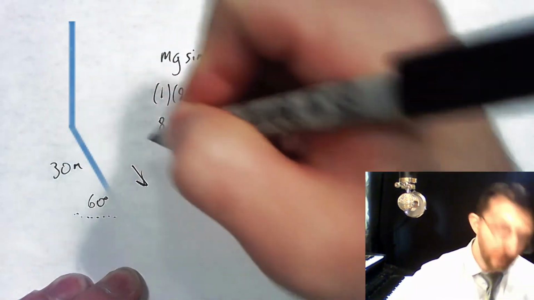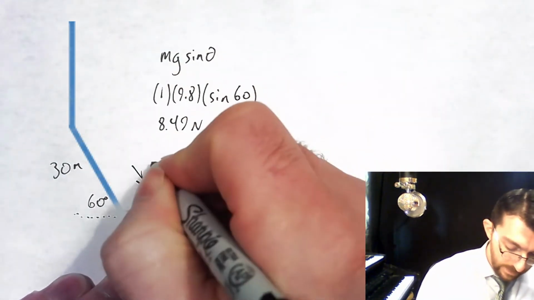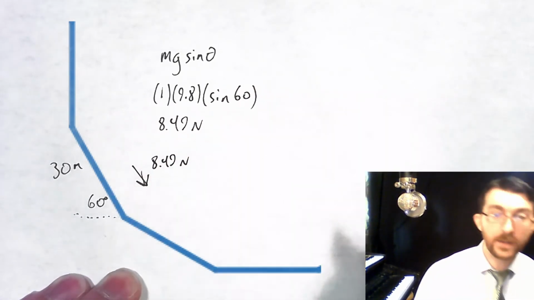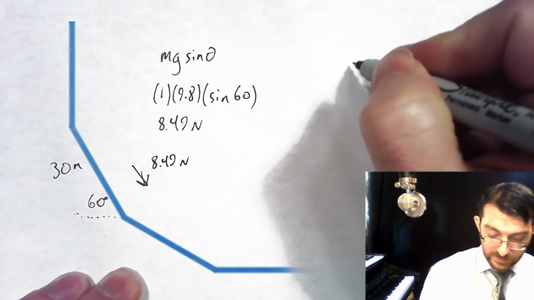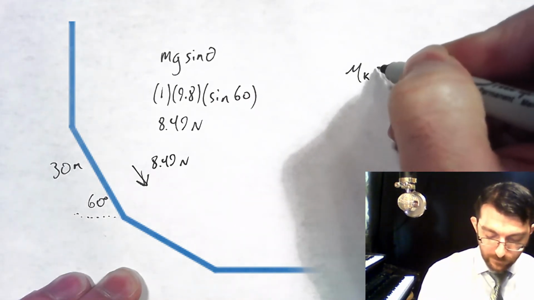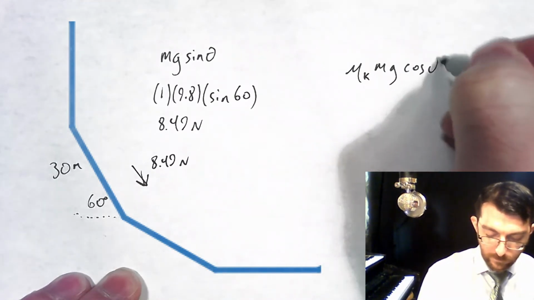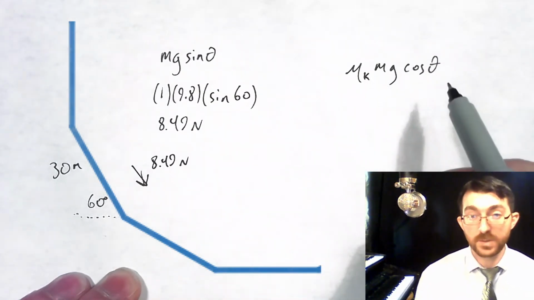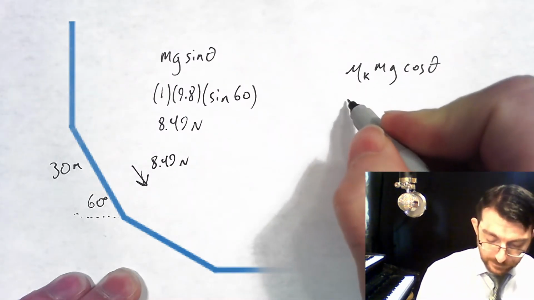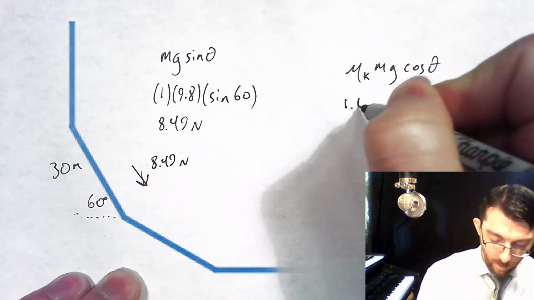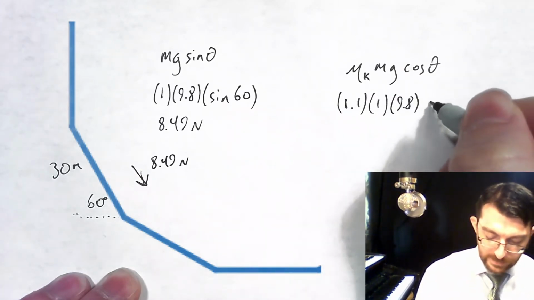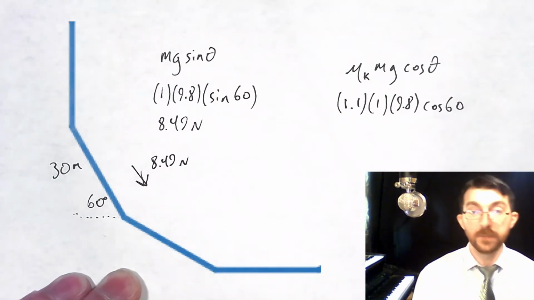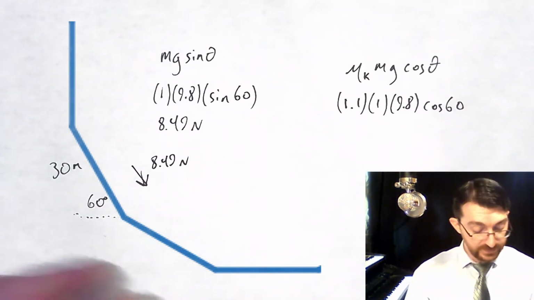Okay, so that's the force pulling down that slope, right? 8.49 newtons. What about the force of friction holding it back up? So that one is going to be coefficient times mg times cosine theta. And so that is, coefficient is 1.1, mass is 1, gravity is 9.8, and then it's by the cosine of 60. Well, the cosine of 60 is 1/2.